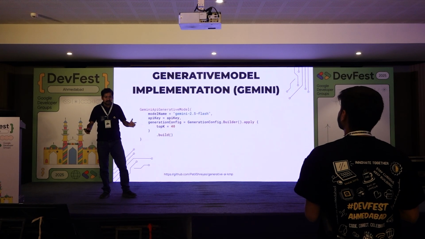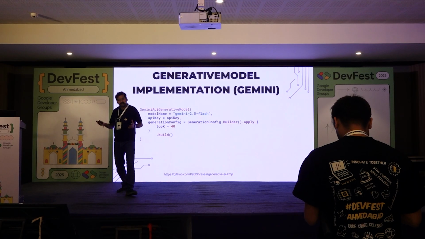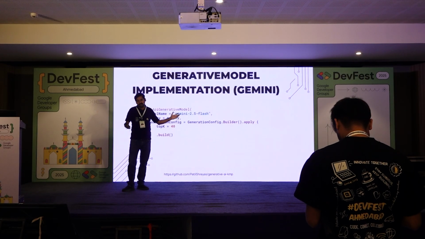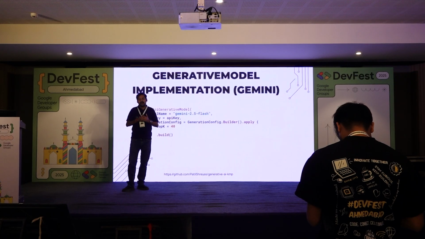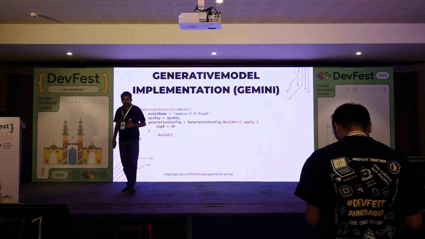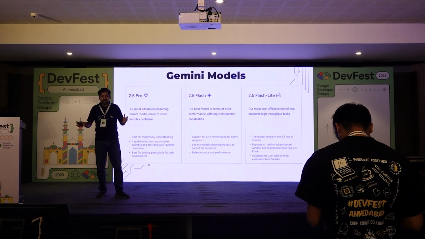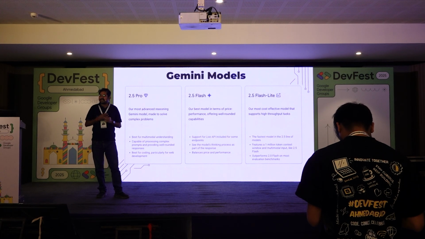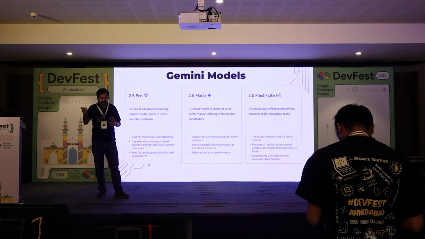You just create a generative AI model. You pass the model name, which model you want to use. I have used 2.5 Flash. You can use 2.5 Pro or whatever you want. You pass the API key, you pass the config, and you are done. These are the latest models that are available. You can use previous models as well. I think 3.0 is the latest they are launching. So yeah, this is the latest model when I prepared the slides.